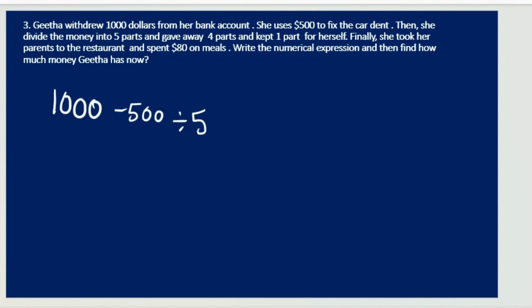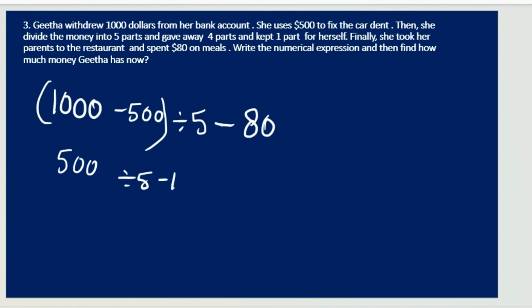Now, finally, she took her parents to a restaurant and spent $80 on meals. So now here we can say minus 80, right? So she spent $80 on meals. And now, so parentheses are around here. Now we just need to solve it. So what's 1,000 minus 500? 500. Okay. And then divided by 5 minus 80.